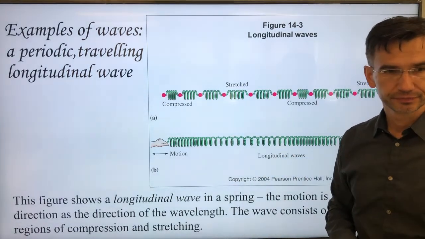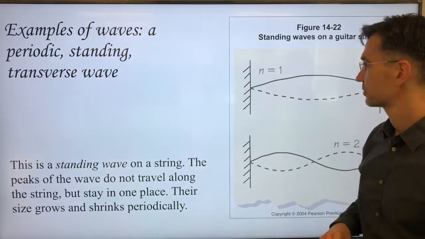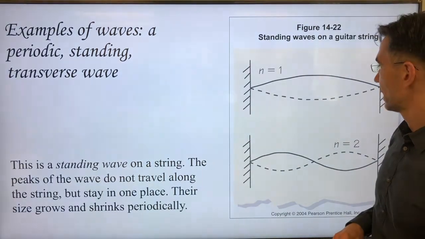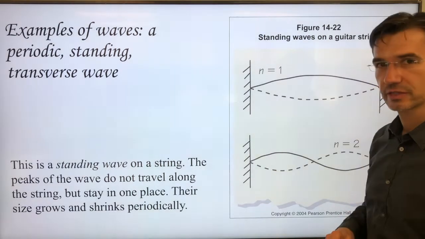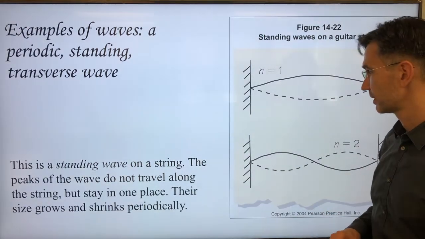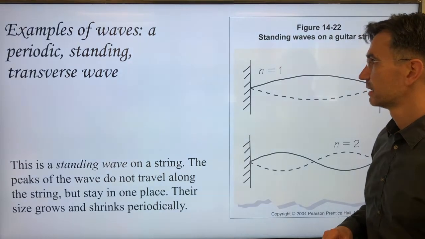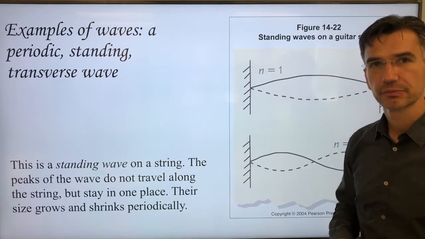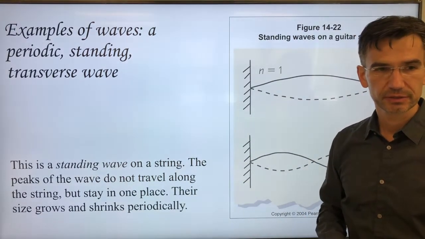So this is a periodic wave because it repeats, traveling because there's energy being transferred from one end to the other, longitudinal wave. And here's another example, a periodic standing transverse wave. It's transverse again because there's motion up and down. It's standing because, as we'll see, there's no net propagation of displacement one way or the other. And it is periodic because this oscillation actually repeats. This is what we have, for example, on the string of a musical instrument.